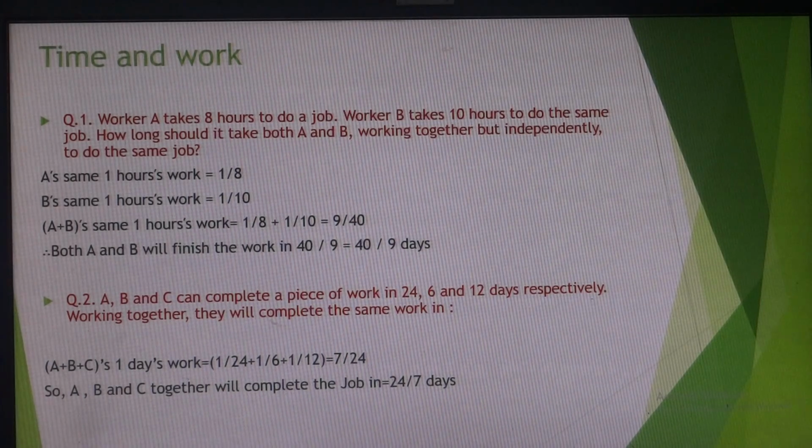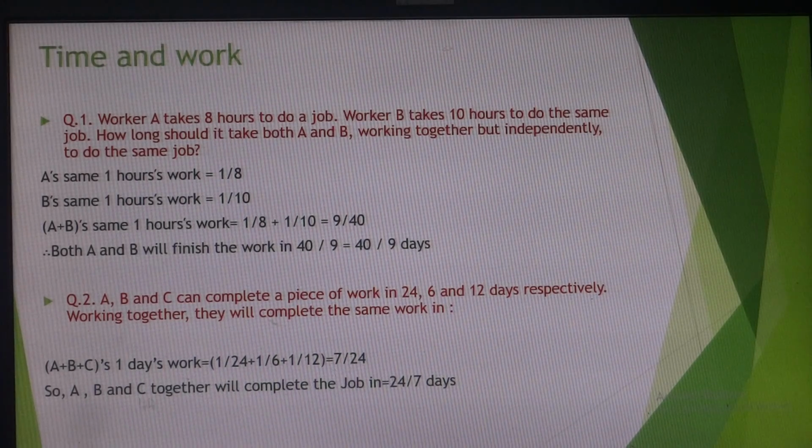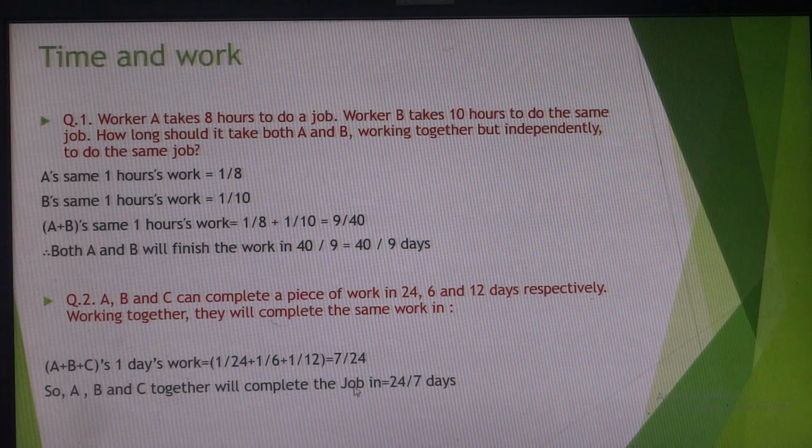Same way, if you get 3 people, like A, B and C can complete a work in 24, 6 and 12 days respectively. Working together, how much time will they take to do the same work? Just the same, A plus B plus C's 1 day's work equals 1 by 24, which is A's work, 1 by 6, B's work, and 1 by 12, C's work. If you add all the 3, you will get 7 by 24. So all of them combined will complete the work. Reciprocate the answer and you will get 24 by 7 days.